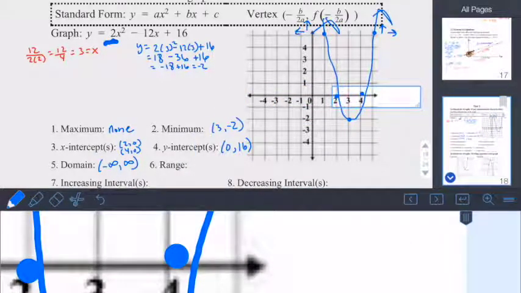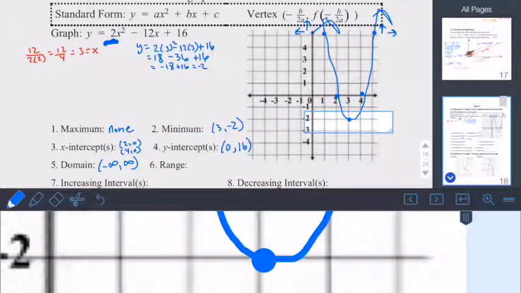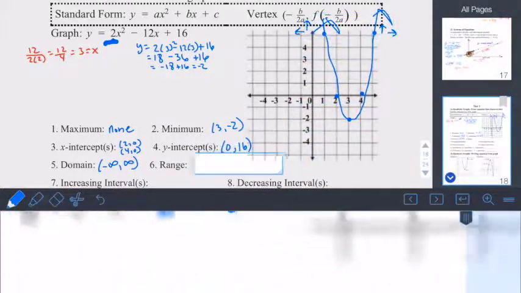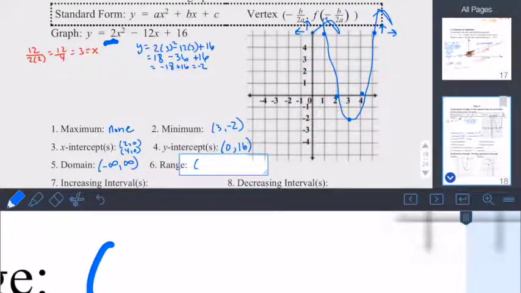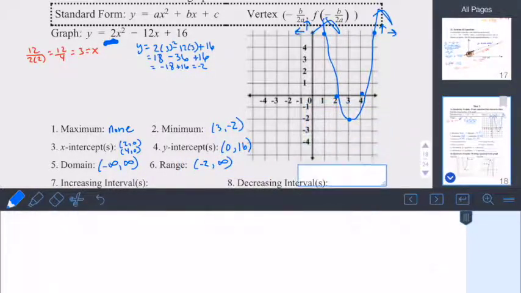My range is all possible y values. You remember that my minimum y value is negative 2, and then it goes up forever and ever. So my range is from negative 2 to positive infinity. It never goes any lower.